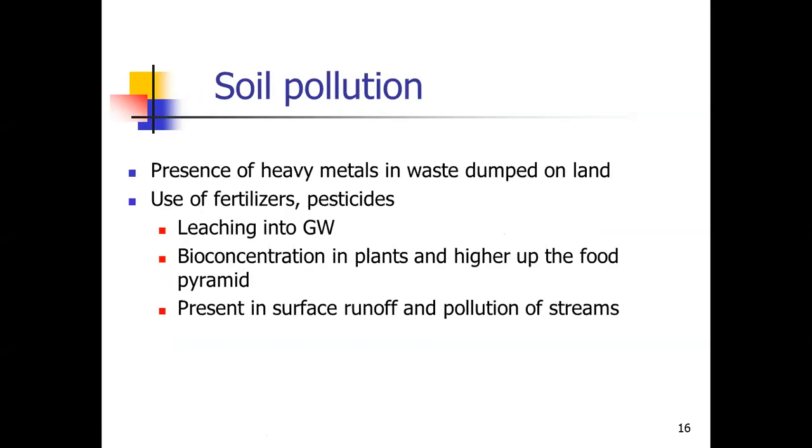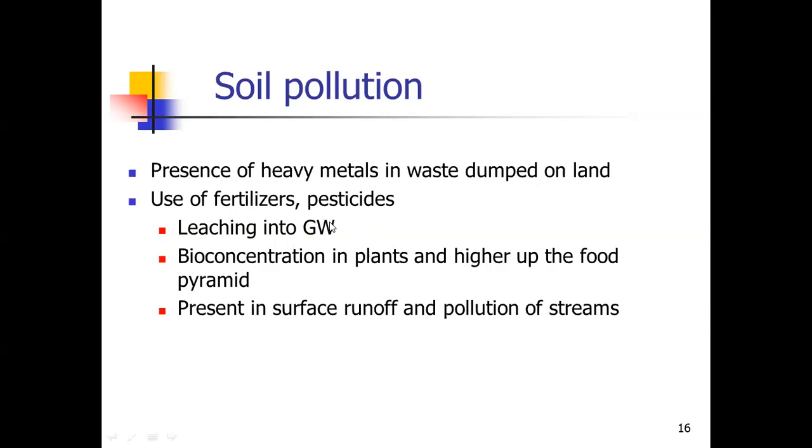In terms of pollution, how do we pollute soil? We also degrade soil by dumping waste on soil. Let's say you dump municipal solid waste on open land, what will happen? Whatever is there in the waste is eventually going to leach into the subsurface, into the soil surface. So if you have heavy metals, pesticides, or any other contaminants present in waste, they will leach into the subsurface, they will leach into the groundwater, they will leach into the soil.